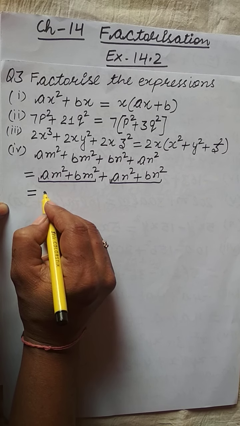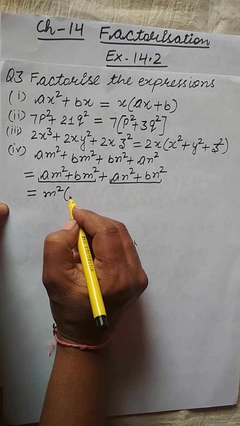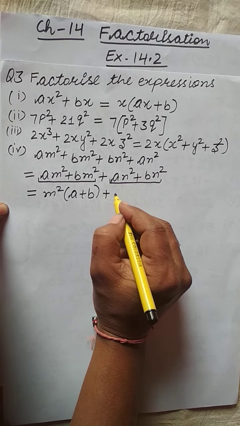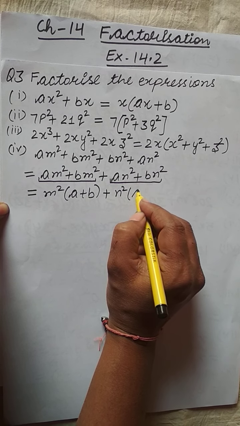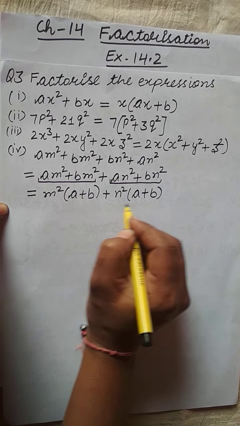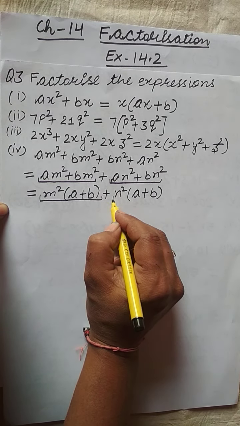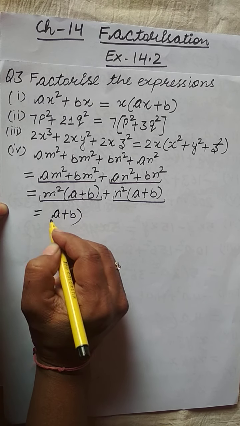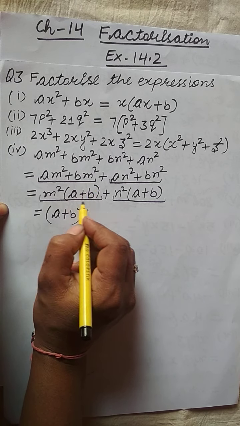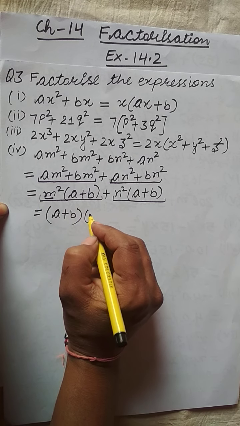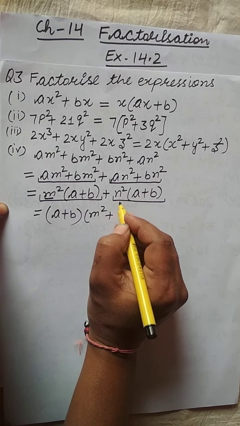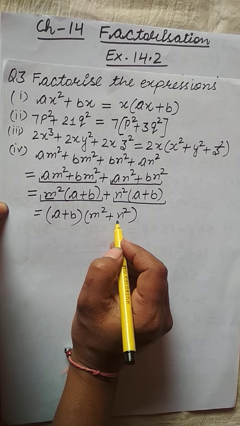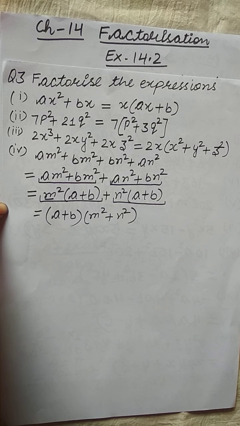From these two terms, m square is the common factor. In bracket there will be a plus b. From these two terms, n square is the common factor into a plus b. Now from these two terms, a plus b is the common factor. So a plus b has been taken as a common factor, so it is m square. Similarly from here it will be n square. A plus b into m square plus n square is the required factors.